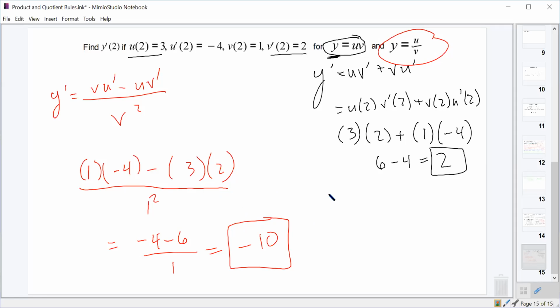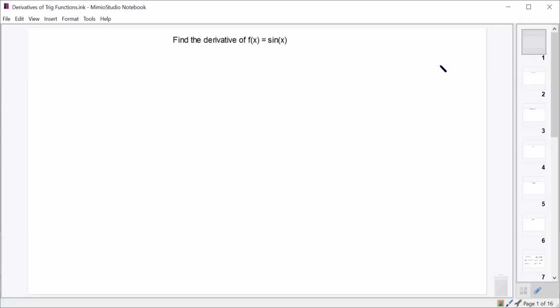No. All right, cool. We are going to move on and learn how to take the derivatives of trig functions now. So give me 1 second to open up the new thing and we'll get started. All right, we want to find the derivative of f of x equals sine x. So how do we do that? Any thoughts on how we'll find that derivative?